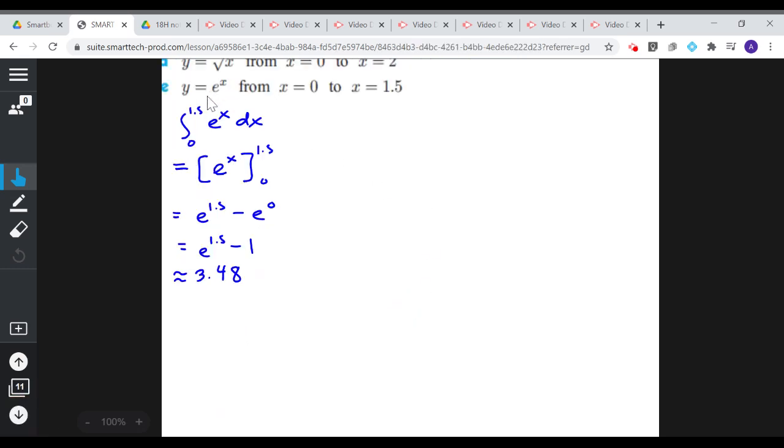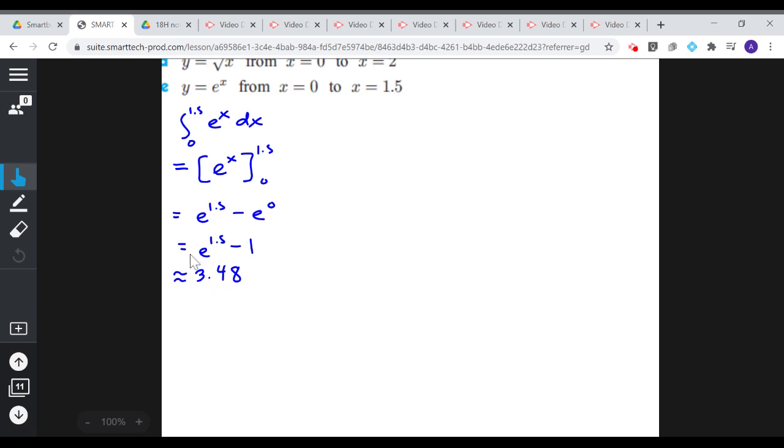Finally, if I had y equals e to the x, and I wanted to find the area under the curve between 0 and 1.5, I would take the integral between 0 and 1.5 of e to the x dx. Remember that the integral of e to the x is just e to the x, because it is its own derivative. And then I evaluate it when x is 1.5, and when x is 0, I subtract my results, and I get approximately 3.48 with 3 significant digits.